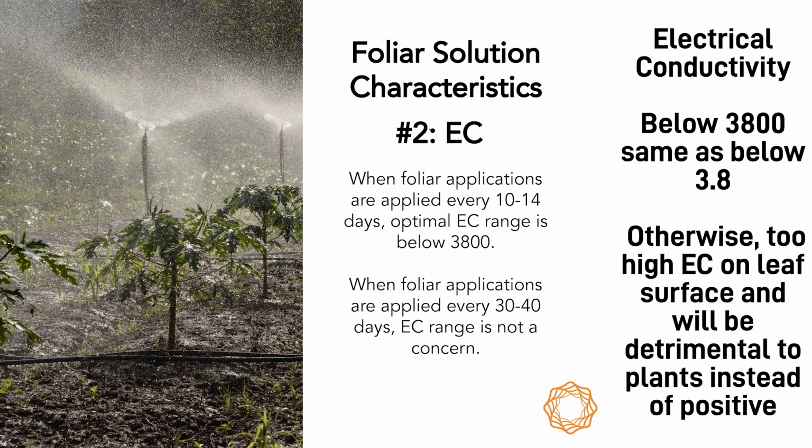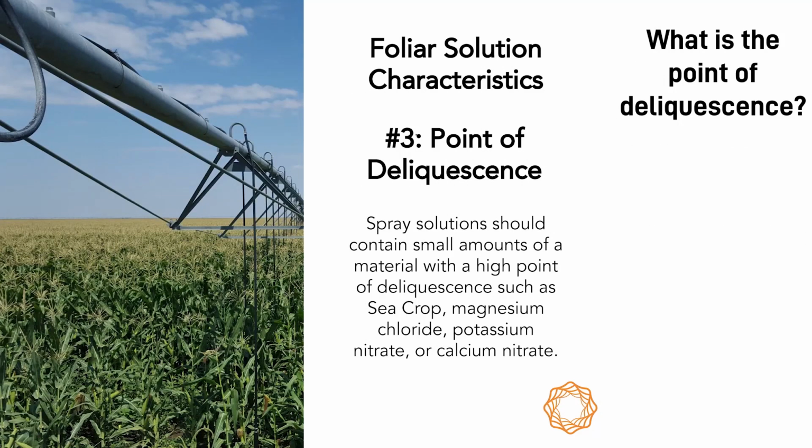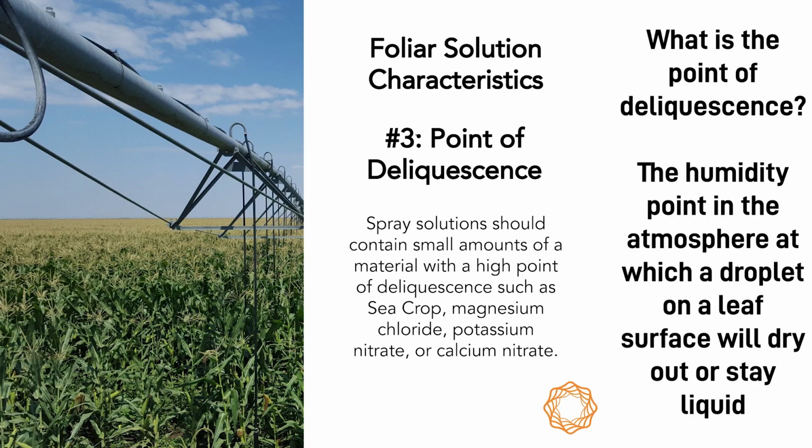Then there is a third characteristic, one that is generally never thought about or discussed in much of production agriculture. This is a metric and a point that is described as the point of deliquescence. So what is the point of deliquescence? Describing that could be, and in the future likely will be, a short video of its own. But the point of deliquescence is the humidity point in the atmosphere at which a droplet on the leaf surface will dry out or remain liquid. It defines that threshold, that tipping point.